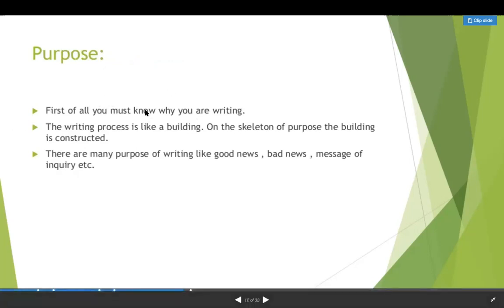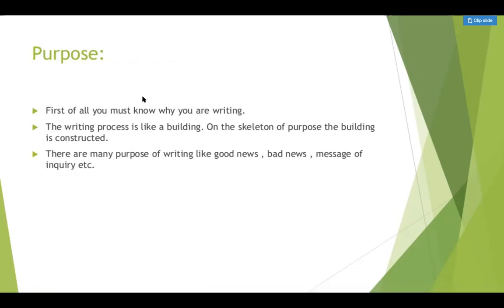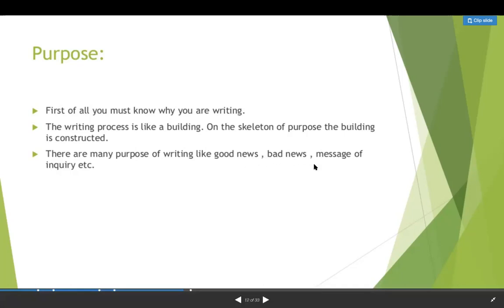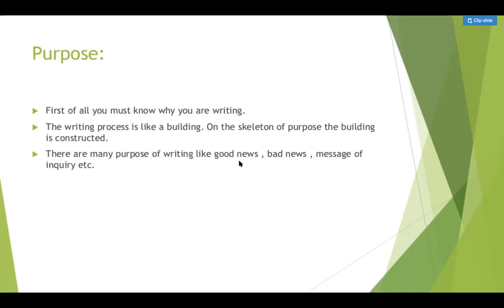All right, good. Next one, purpose is all about you, right? I'm going to check what the main idea here is. Purpose means directing to the audience or the readers, like good news, bad news, message of inquiry, things like that. So it depends, right? If you talk about good news, just explain in a good way. But if you need to talk about bad news, just discuss it in the bad way that you are going to talk about it.